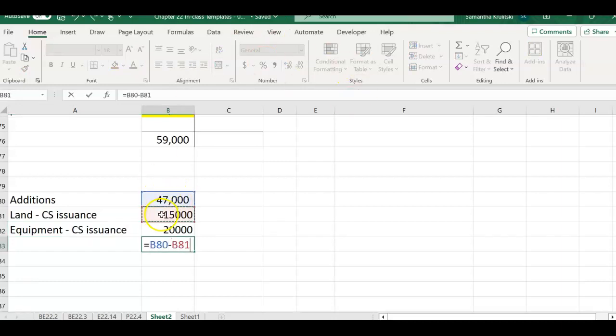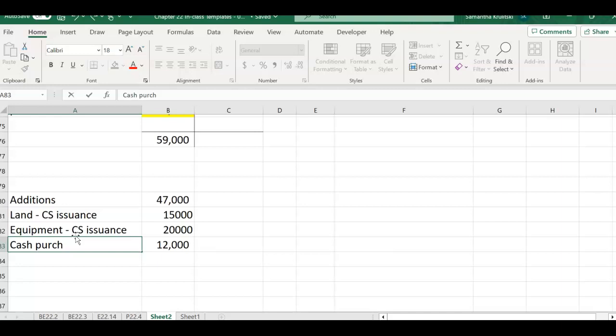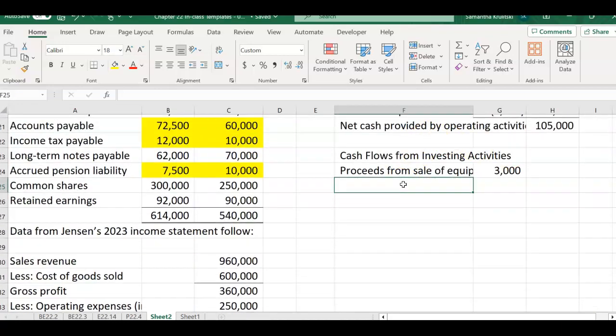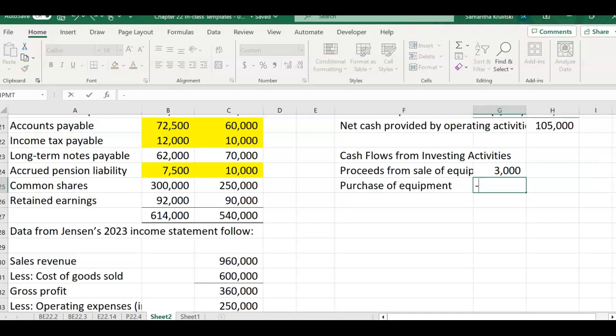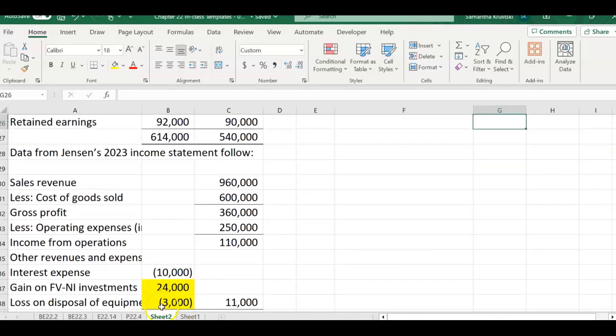So I'm going to now see, is there any other purchases that were made? And there were $12,000 of other purchases that were made. So these must be cash purchases. Cash purchases going to affect my cash flow statement. So I'm going to come on up here and be able to include purchases of equipment, purchase being a cash outflow, so going to be a negative number of that $12,000.